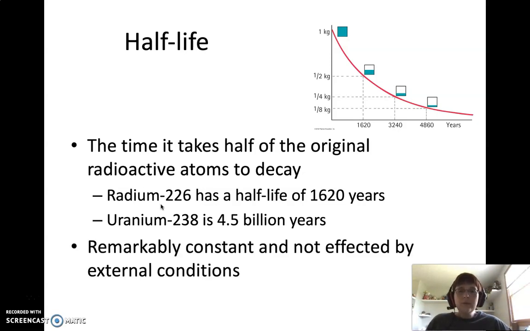So what's really interesting about half-life is that it is remarkably constant. It's not affected by external conditions. It's not affected by temperature, moisture, anything that we can throw at it. The half-life stays constant. So it's been very helpful for us to be able to use for dating, as far as fossils and so forth, which we're going to look at in our next lecture.